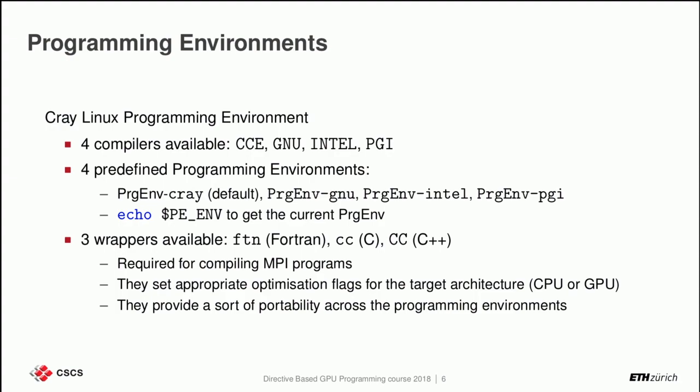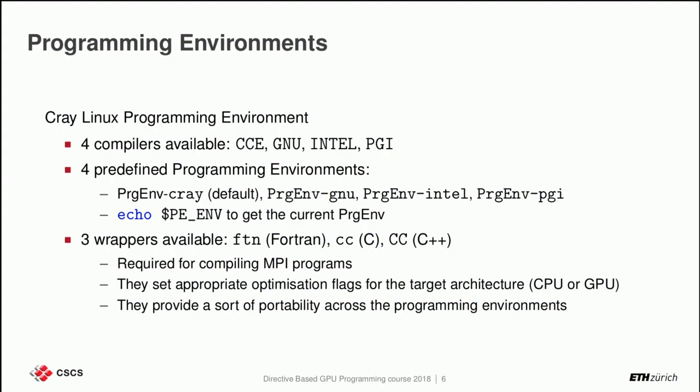So basically, it gives you 4 compilers: the Cray compiler, which is the default, the GNU, Intel, and PGI. Accordingly, you have 4 predefined programming environments, which are available as modules. We're going to see the notion of module in a while. That's PrgEnv-cray, GNU, Intel, and PGI. If you are now on the Daint login nodes and you do echo $PE_ENV, you should see either Cray, GNU, Intel, or PGI. By default, you should see Cray.